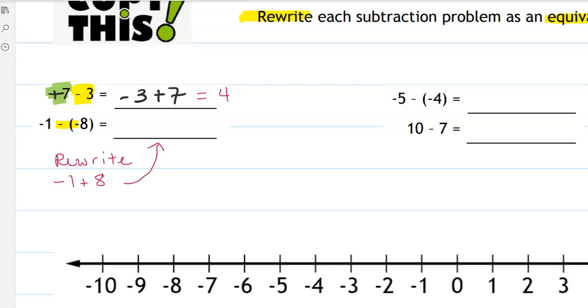Now we can rewrite it up here. So we have a positive 8. Like I said before, we're going to look here. You can highlight or you can circle however you want. So I'm just going to write 8 first, minus that 1. And we know 8 minus 1 is 7. And that's the new value.